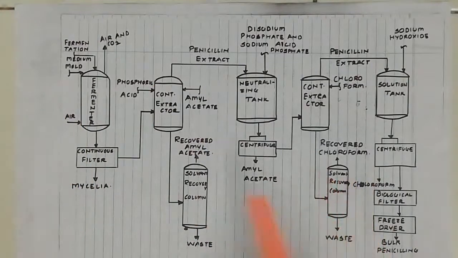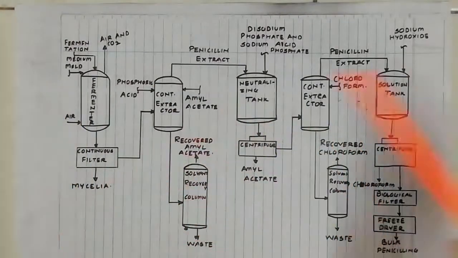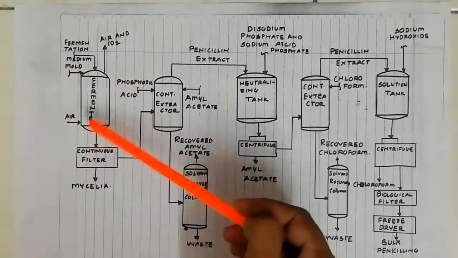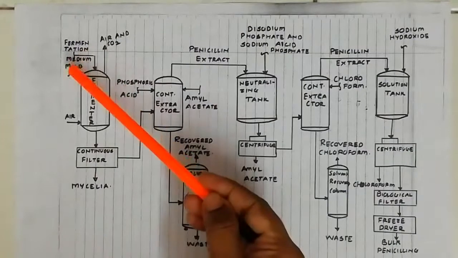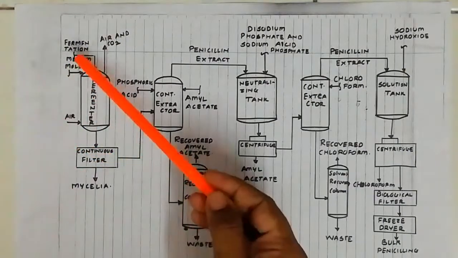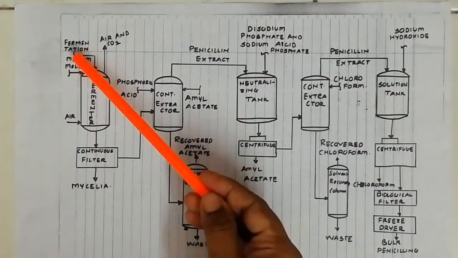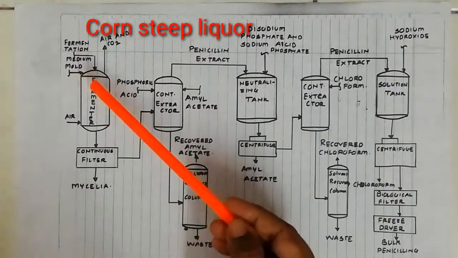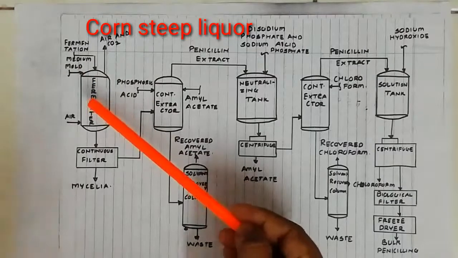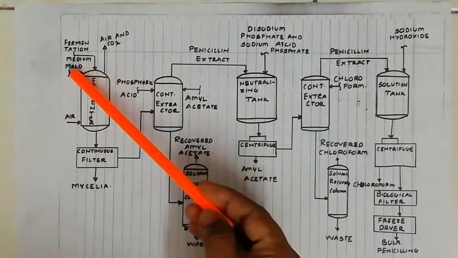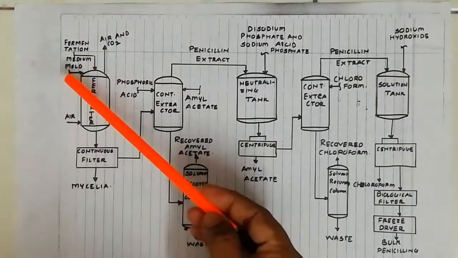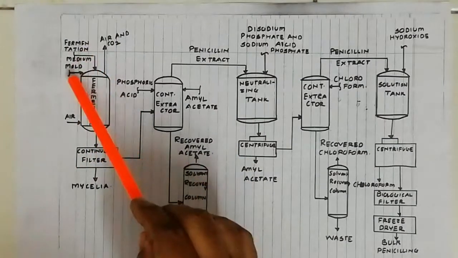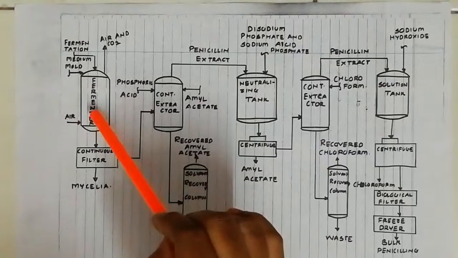So let's discuss the pharmaceutical penicillin making process. Three inputs are given to the fermenter, that is fermentation media, mold and air. The fermentation media is basically corn steep liquor, where its pH is adjusted. The pH is adjusted in order to take the penicillin out of it. A mold, which is a pre-prepared mold, is given and air is given.